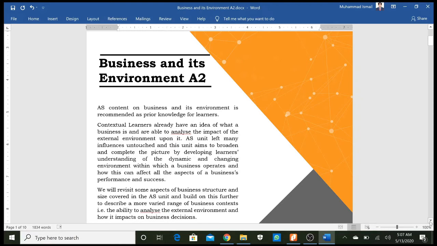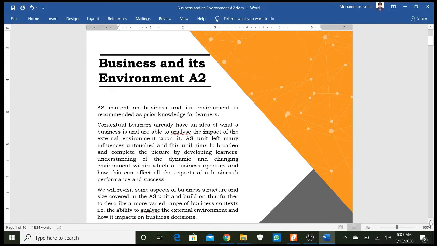AS unit left many influences untouched, and this unit aims to broaden and complete the picture of developing learners' understanding of the dynamic and changing environment within which a business operates and how this can affect all aspects of a business performance and success. Different businesses have different barometers to measure the success of a business.